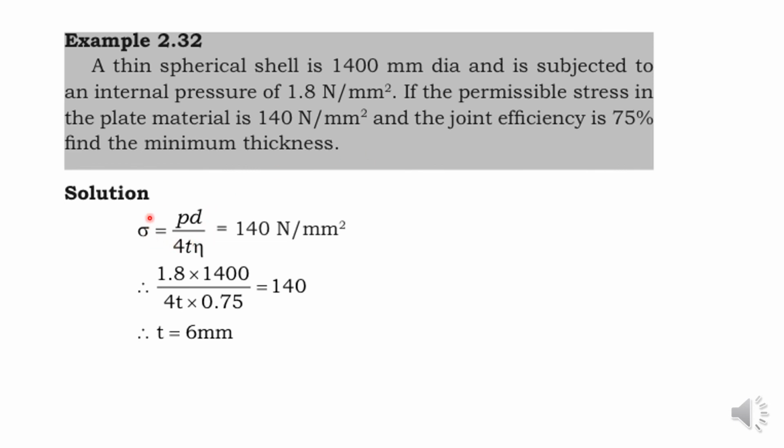Okay. So if we have to accommodate this efficiency, the equation can be changed to sigma is equal to PD by 4T into eta, which is obtained as 140 Newton per mm square. Where P is the internal pressure which is given as 1.8, into D, which is the diameter, 1400, and that divided by 4T into eta, the efficiency, which is 0.75. So that's equal to 140. From that, the thickness of the thin spherical shell is equal to 6 mm.